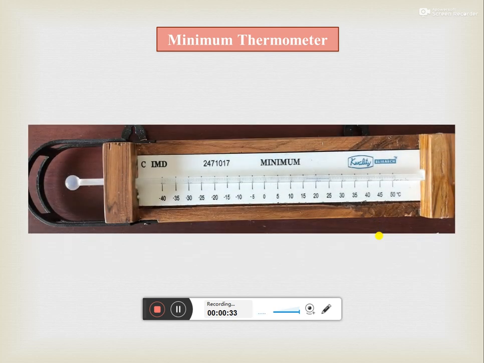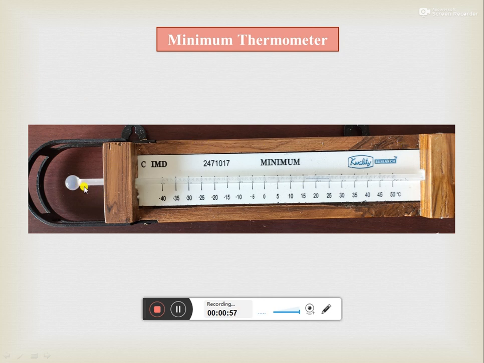Here you can see the image of the minimum thermometer. It is similar to the maximum thermometer. It is also a glass thermometer. This glass part with the bulb is the minimum thermometer, and to protect this thermometer, it is placed within this wooden body.